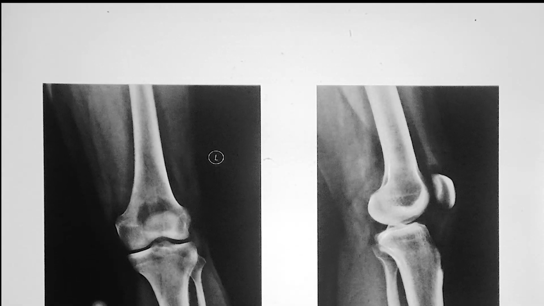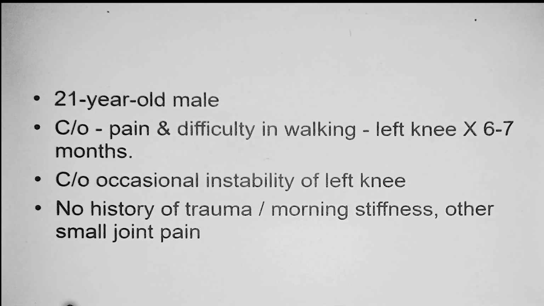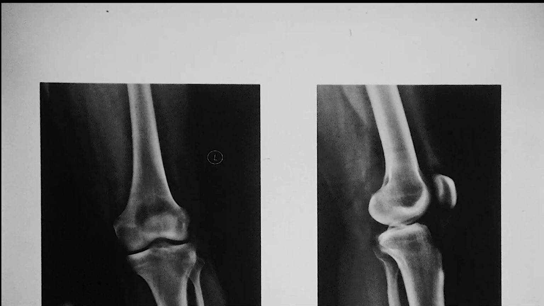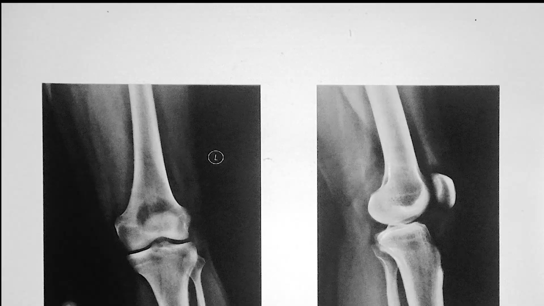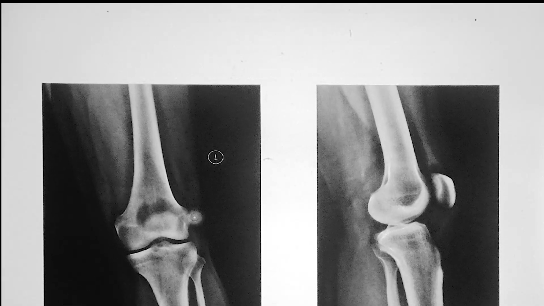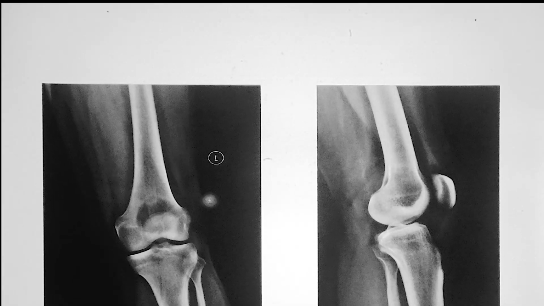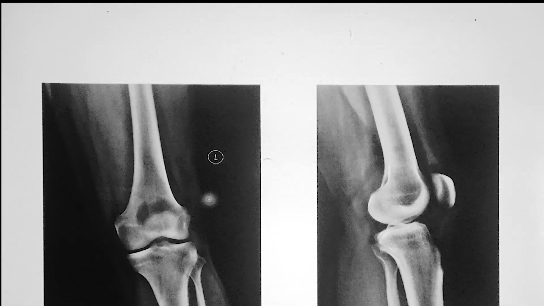What is this? A 21-year-old with pain for 6 to 7 months. The metaphyses show a zone of transition that is narrow. It's narrow.